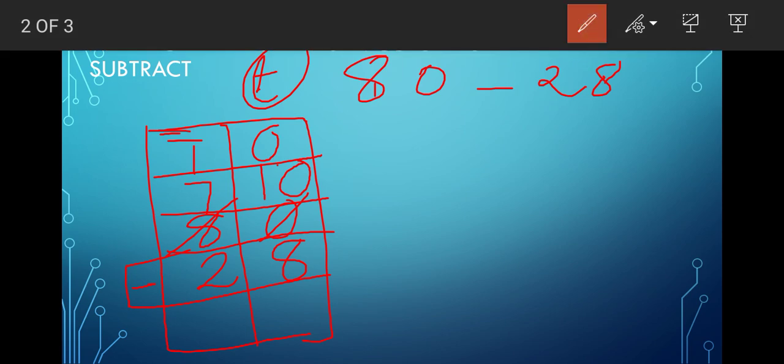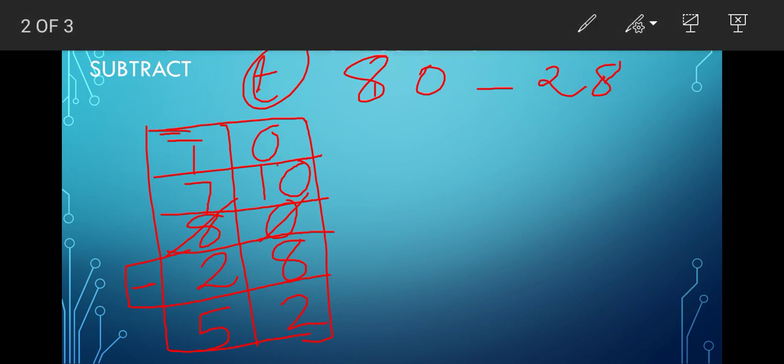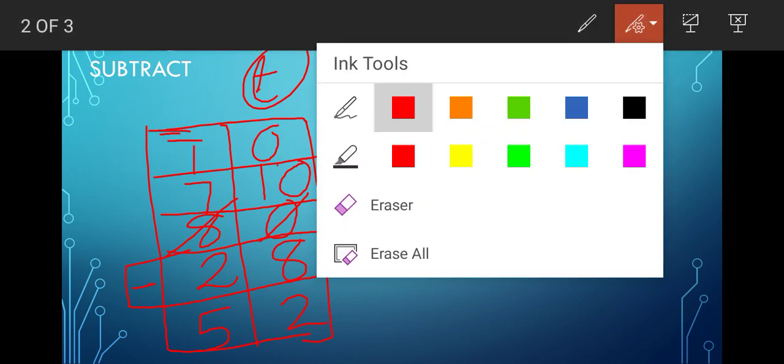10 minus 8 is, very good, it is 2, and 7 minus 2 is 5. So what is the answer we got? We got 5 tens and 2 ones. Okay, why 5 tens? Because 5 is in tens place and 2 is in ones place. So 5 tens and 2 ones means how much? It is 52. Alright. So now today we have done these 3 sums.